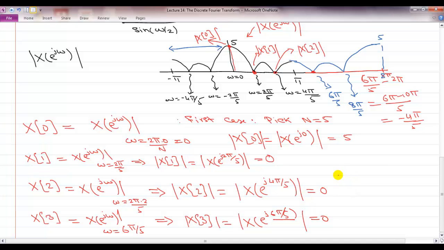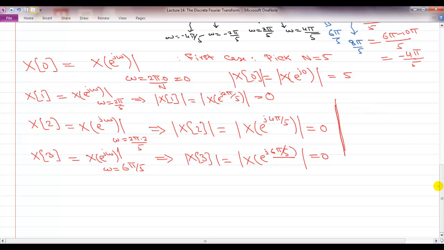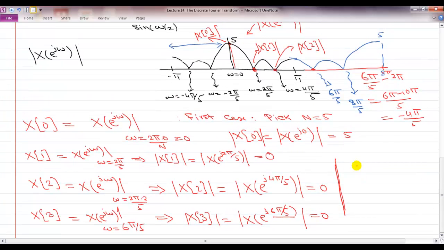I can also now ask what is X of 4. So X of 4 is simply equal to X of e to the j omega for little omega equal to 8 pi by 5. This means that the absolute value of X of 4 equals 0 again, because that is simply also sampling at this point.